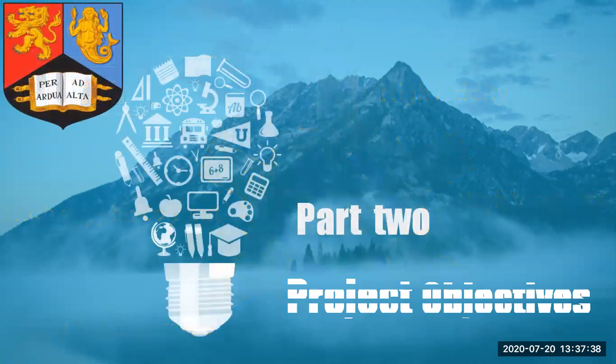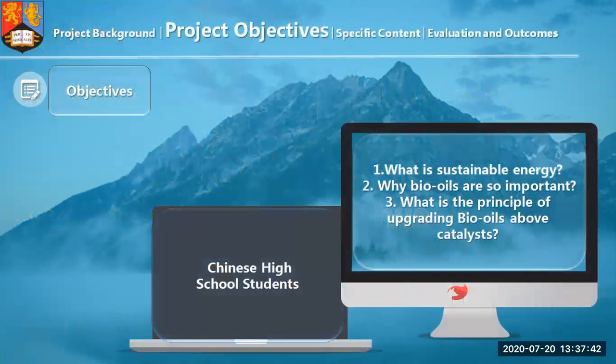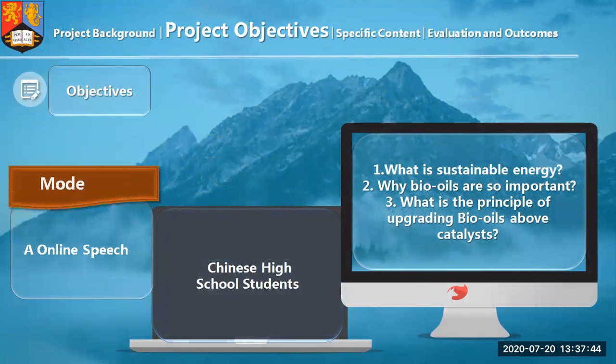Part two is the project objectives. I chose a junior high school in a poor area of China because I think the chance is meaningful for both of us. Because of the remote distance between two countries, I chose an app to give an online speech to those students. At the same time, this mode could also attract some common audience.